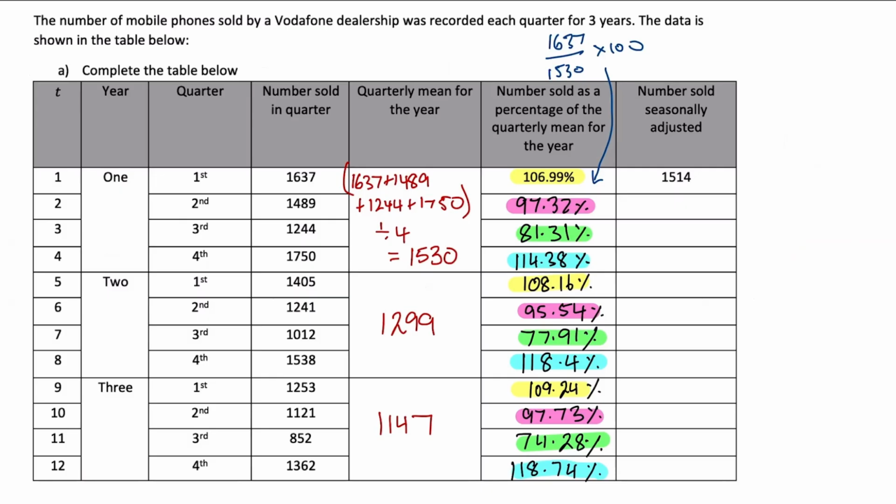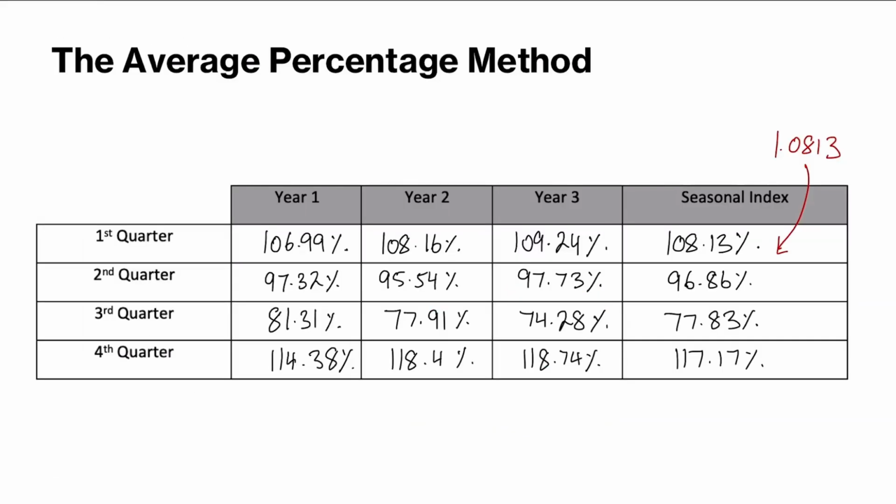Once again, if I repeat this process for the third quarter and the fourth quarter of each year, I can see that in the third quarter of each year, I sell well below the average. In the fourth quarter of each year, I sell well above average. Once I fill in my second table completely, I can see that the average of the 3 percentages for the third quarter is 77.83% and 117.17% for the fourth quarter.